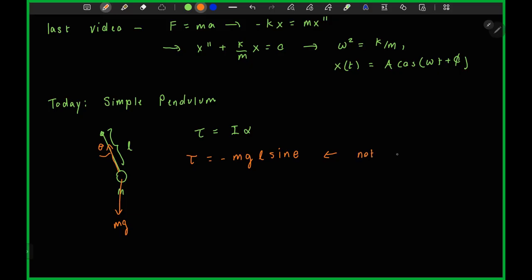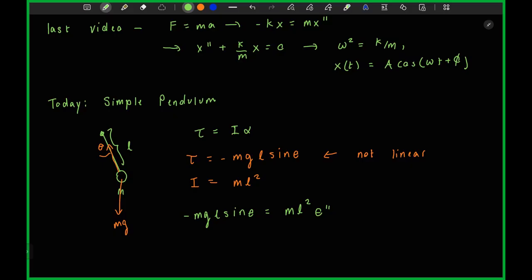So next, we want to think about our moment of inertia. Well, we've got a point mass rotating a distance L away from our pivot point. So our moment of inertia will be mL squared. And so now putting all this together, we get negative mgL sine theta is equal to mL squared alpha. But of course, alpha can be rewritten as theta double prime, the second derivative of our angular position.